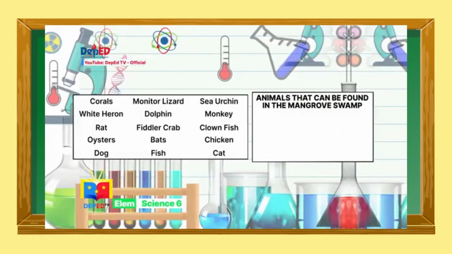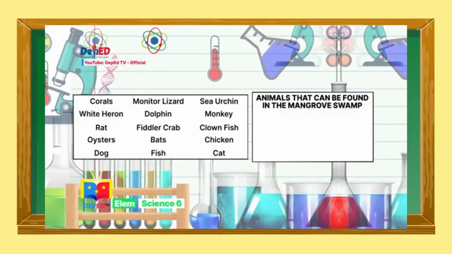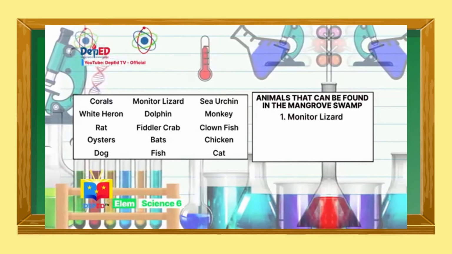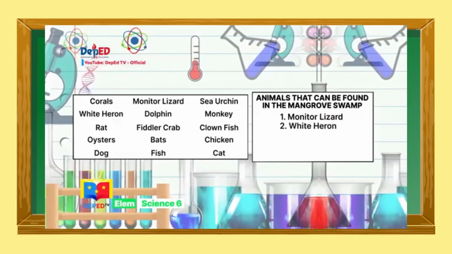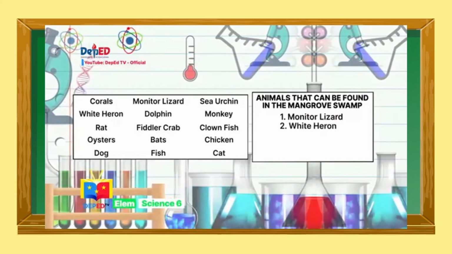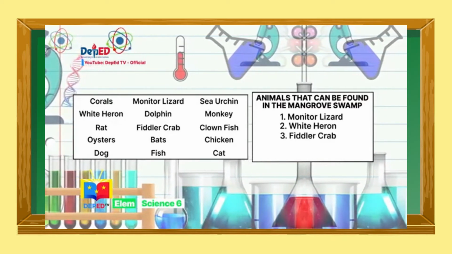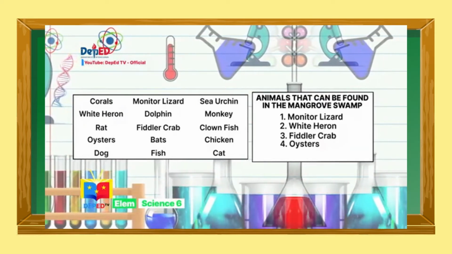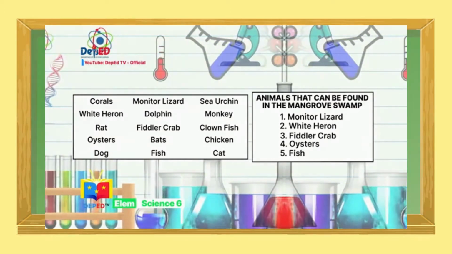Now, let's check your work. The animals that can be found in the mangrove swamp ecosystem are: from the first line, that's correct, monitor lizard. From the second line, that's right, white heron. From the third line, that's good, fiddler crab. From the fourth line, that's right, oysters. From the fifth line, very good, fish.